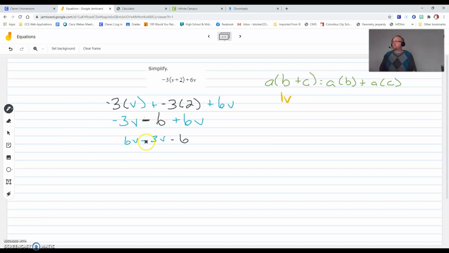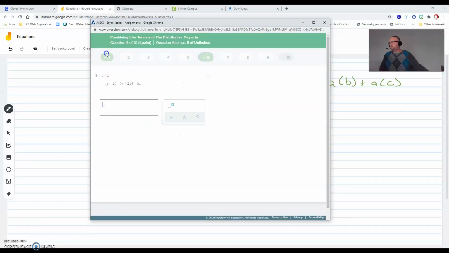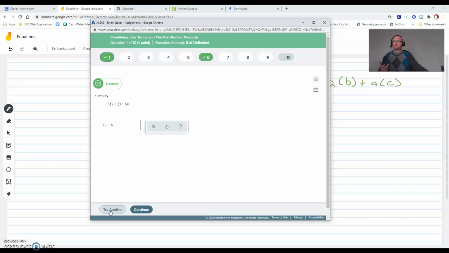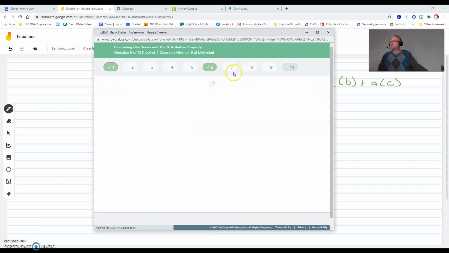So here I'm just going to do 6 minus 3. I'm not going to use a calculator for that because I think you all have gotten it from there. And I'm just trying to move forward. So that's going to give me 3v. And then nothing else to combine here, so minus 6. So if I did that right, in Alex, I should be able to input that, and that would be 3v minus 6. Let's see if I got that here. So 3v minus 6. And that's correct.